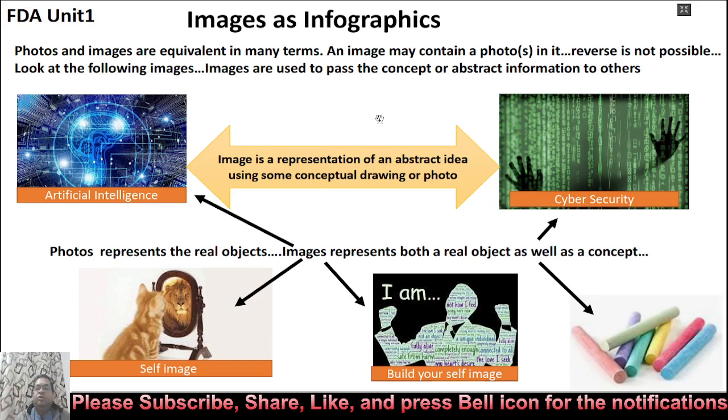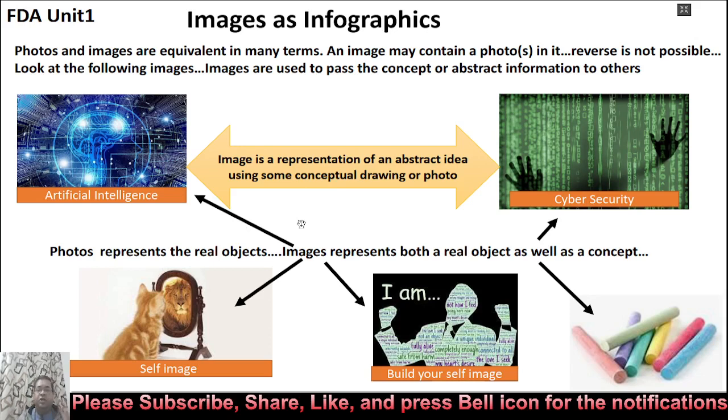So look at the following images. Images are used to pass a concept or abstract information to others. For example, I want to pass the concept of artificial intelligence. So I can create an image from my imagination and a photo which looks like this, which I downloaded from pexels.com. It is free, public domain. Then here you are seeing cyber security shown. For the concept, one photo is behind, a wheel is marked, and some graphics are done on it to show this concept.